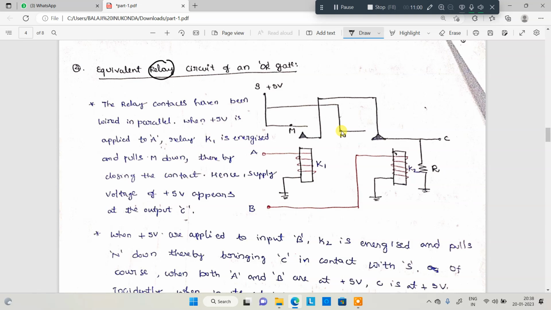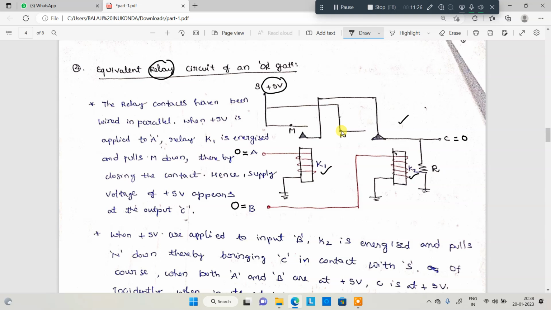This is a circuit you need to remember. This is the relay function. Both the relays are connected in parallel, so I will explain here. Whenever A is equal to 0 and B is equal to 0, for example, there is no activation of relays. K1 and K2 are in the off state, so there is no question of output; it is 0 in the first case.